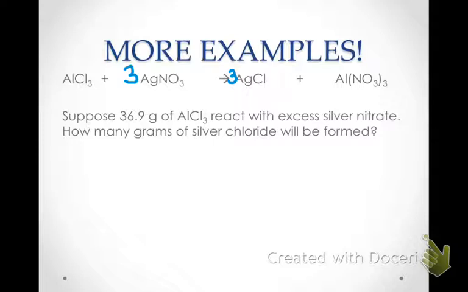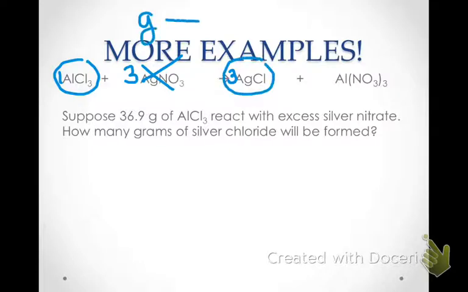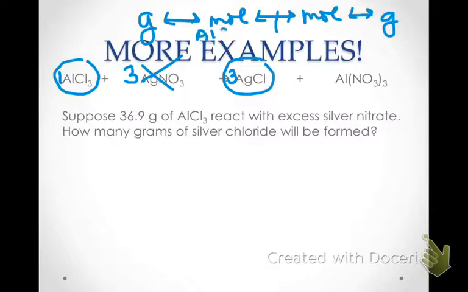It says 36.9 grams of AlCl3. So here is my known. I'm reacting with excess silver nitrate, so that really doesn't come into the picture. I need to know how many grams of silver chloride will be formed. So I'm going from grams of my known to moles of my known, and then I'm going from moles of my known to moles of my unknown, and then from there I'm going to grams of my unknown. So my known, at first I'm going to be starting with AlCl3, and my unknown is going to be AgCl.